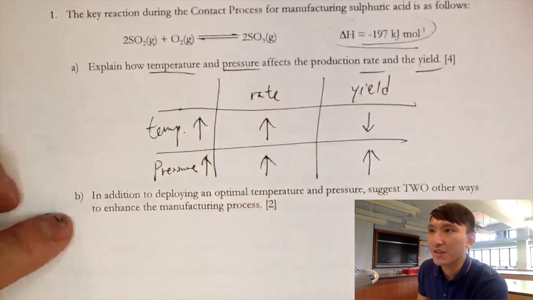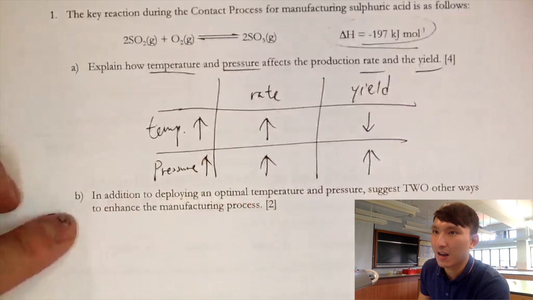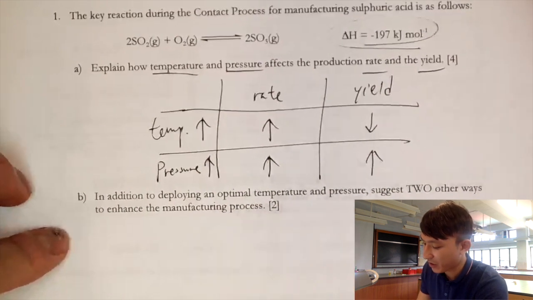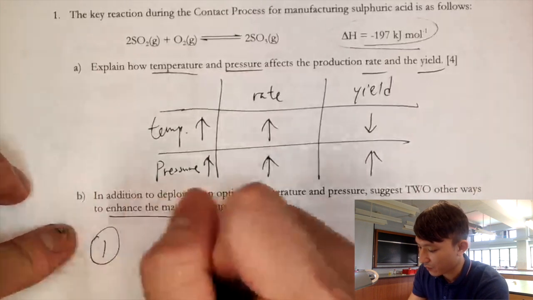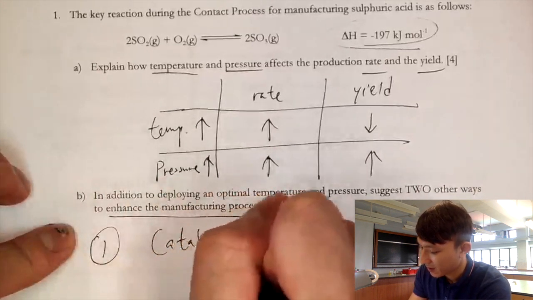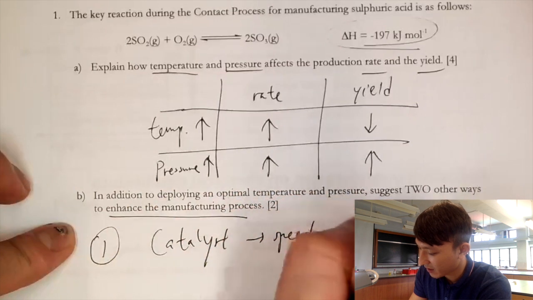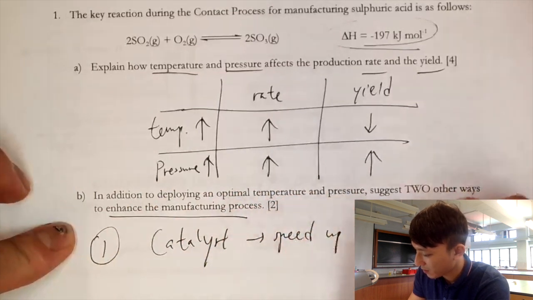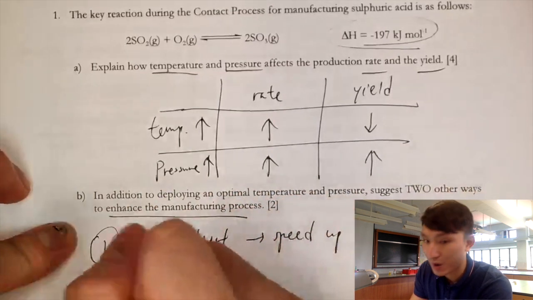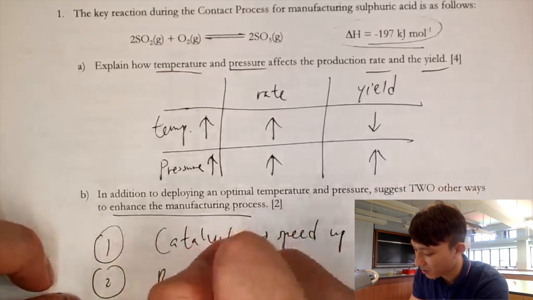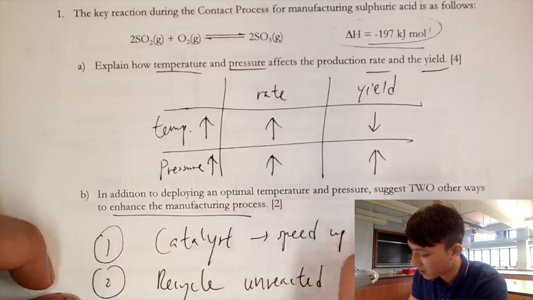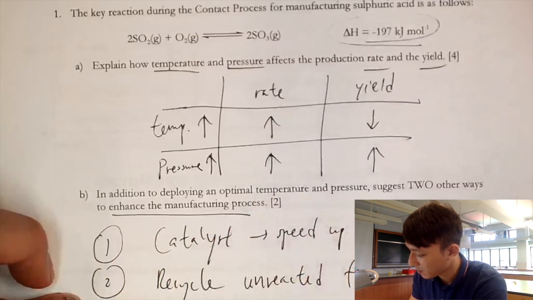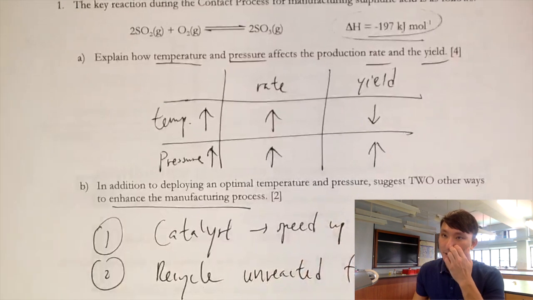Okay, so down here, other than using optimal temperature and pressure, there are two other ways to enhance the manufacturing process. The first one is, of course, to use a catalyst, which speeds up the reaction, right? And the second one is to recycle unreacted feedstock or reagent. Right, so this is the idea.